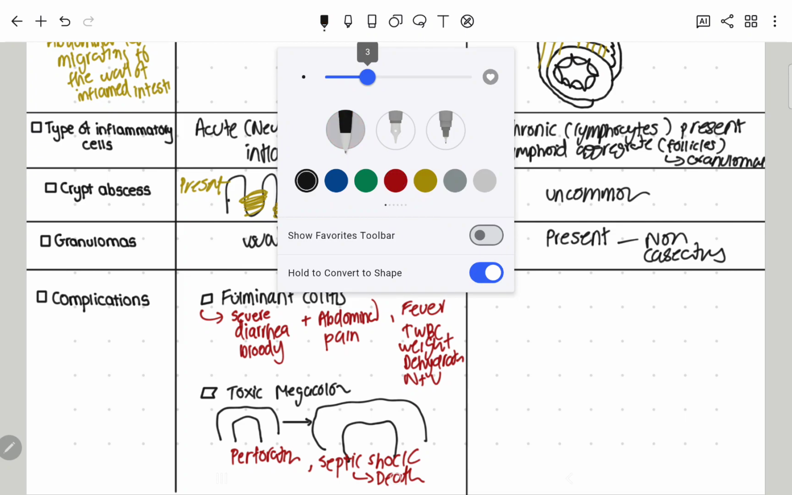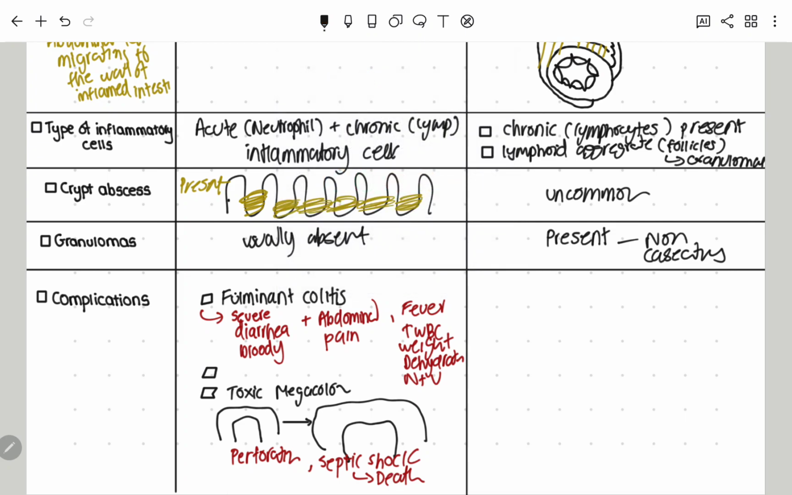Another important complication, which I don't have space to write down, I'll try fitting it in here, is that ulcerative colitis is normally also associated with primary sclerosing cholangitis, and this is because the autoimmune cells that are involved in ulcerative colitis, which we discussed at the start of the video, are normally also involved in primary sclerosing cholangitis. And one last risk worth discussing is an increased risk of colorectal carcinoma.